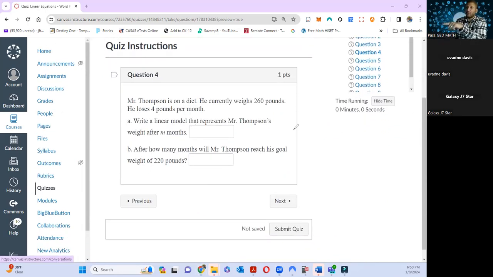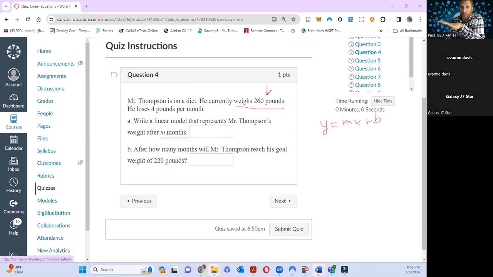So write a linear model. So that's a linear equation, y equals mx plus b, where the weight is Mr. Thompson's weight after m months. Okay. So we don't know which one is going to be y and x, but let's figure it out. Mr. Thompson is on a diet. What are our givens? He weighs 260 pounds. Is that my m or my b? That's the b. That's what we're starting with.